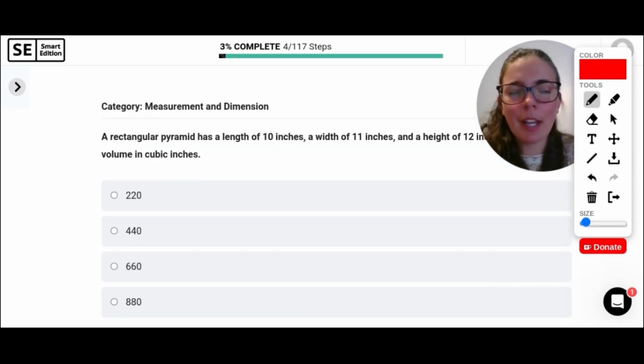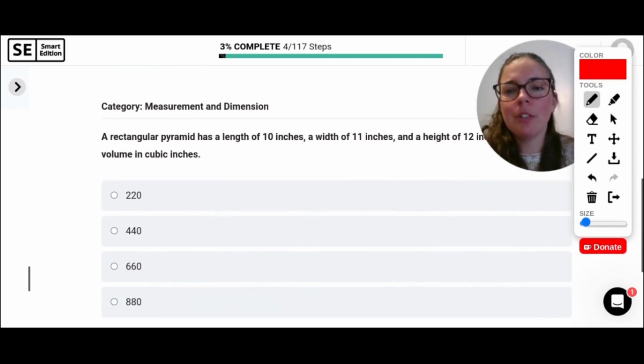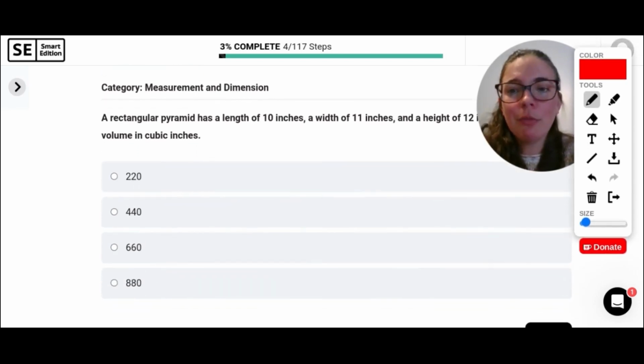All right, here is another geometry question. A rectangular pyramid has a length of 10 inches, a width of 11 inches, and a height of 12 inches. Find the volume in cubic inches. So again, choosing the correct formula, we are going to need volume of a pyramid. So look at your formula sheet, and you will find that the volume is equal to 1/3 the area of the base, that's that big B, times the height.